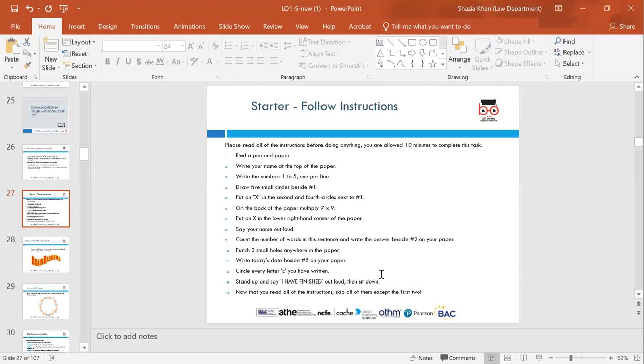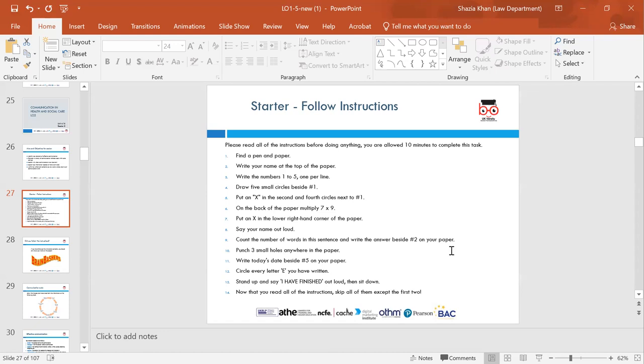Count the number of words in the sentence and write the answer beside 2 on the paper. Punch 3 small holes anywhere in the paper. Write today's date beside 5 on the paper. Circle every letter E you've written. Stand up and say "I have finished" out loud, then sit down. Now that you have read all the instructions, skip all of them except the first 2.